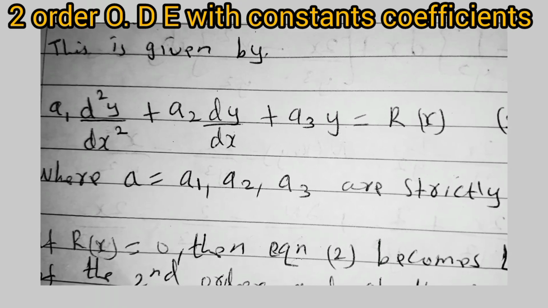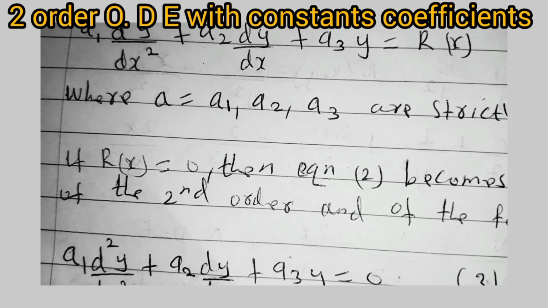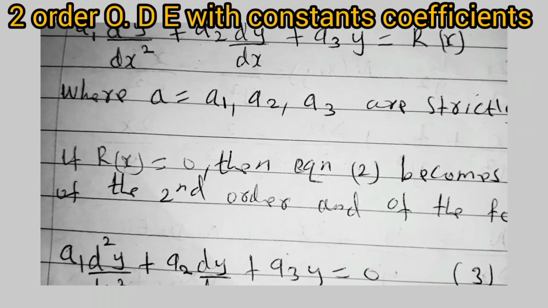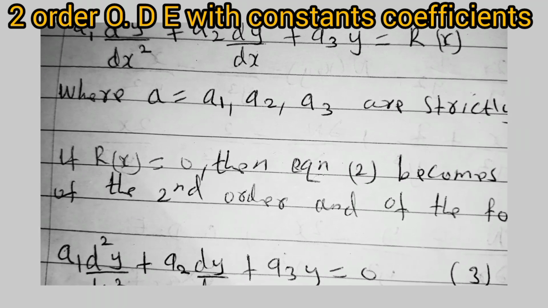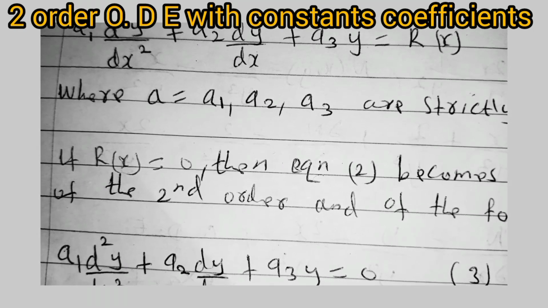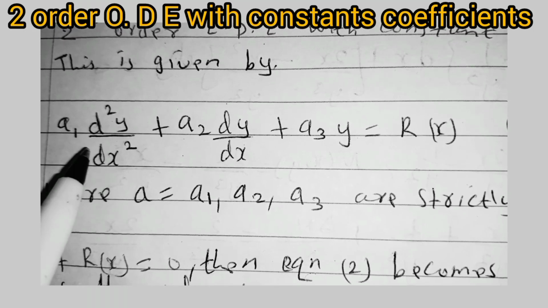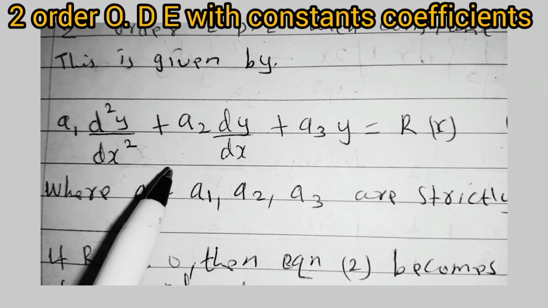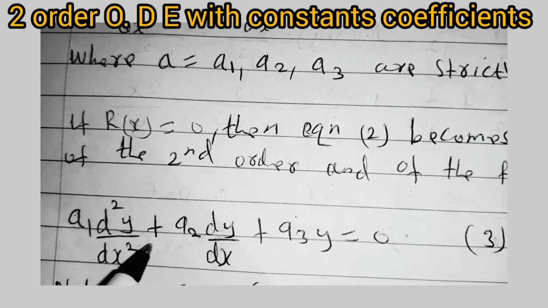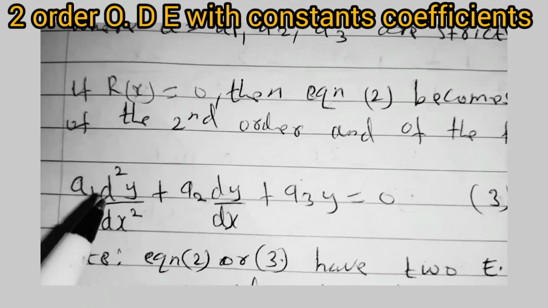So our equation 2 or 3 has two essential arbitrary constants, since they are of the second order, in their general solution. So the general solution of this equation, because it is of the second order, will have two essential arbitrary constants when we obtain it. It is important you note that.